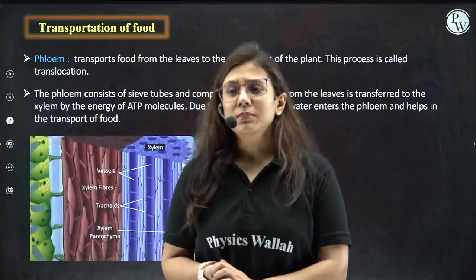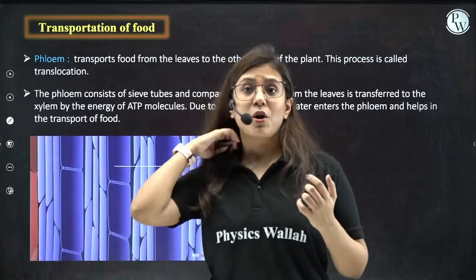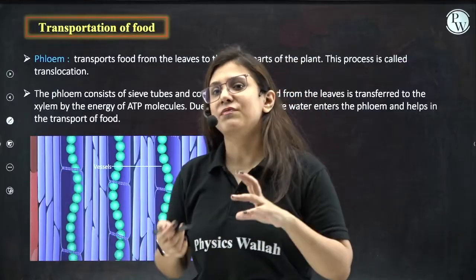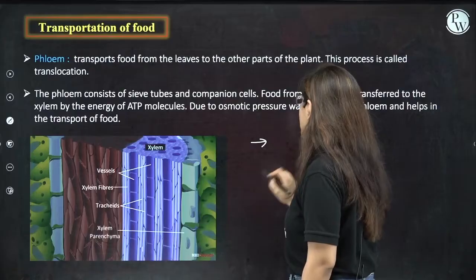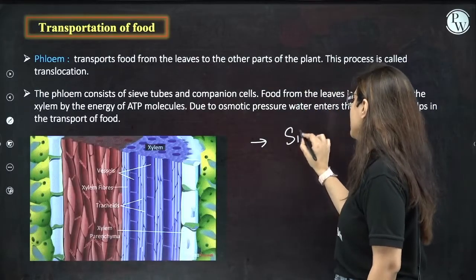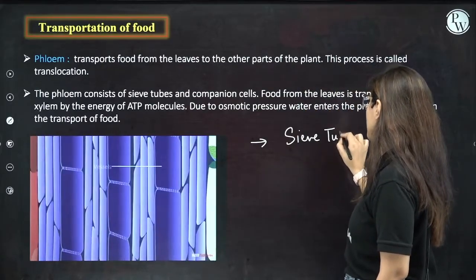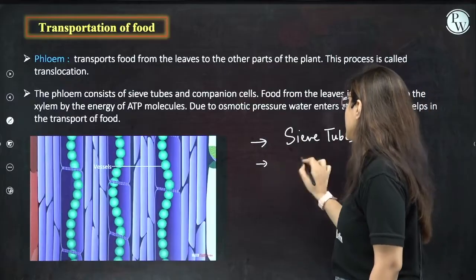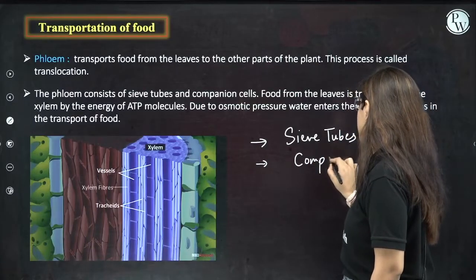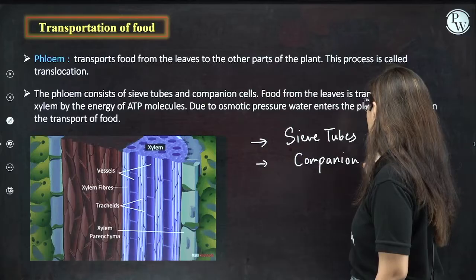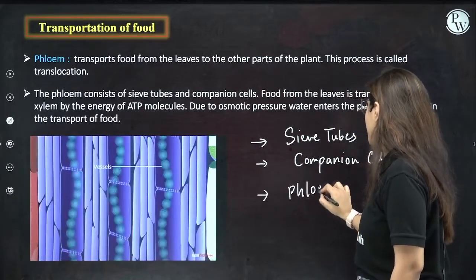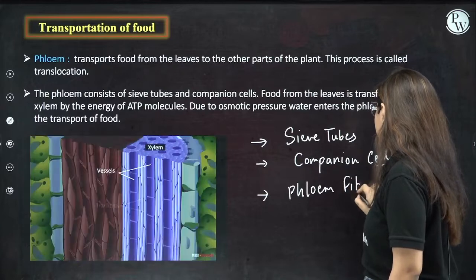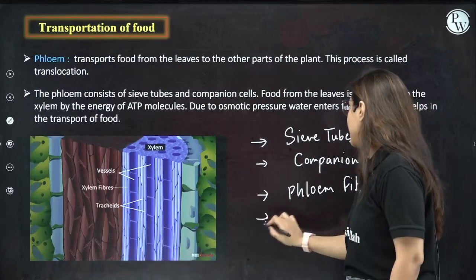Just like xylem tissue is complex, it is made up of 4 different types of cells. Same way, phloem is also composed of 4 different types of cells. If you want to know the names, I am writing on board. Sieve tubes. There are sieve tubes, there are companion cells, and there are phloem fibers, and then there is phloem parenchyma.